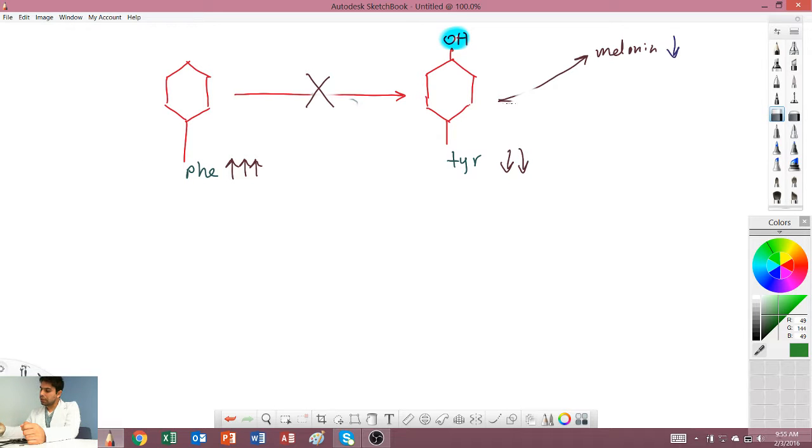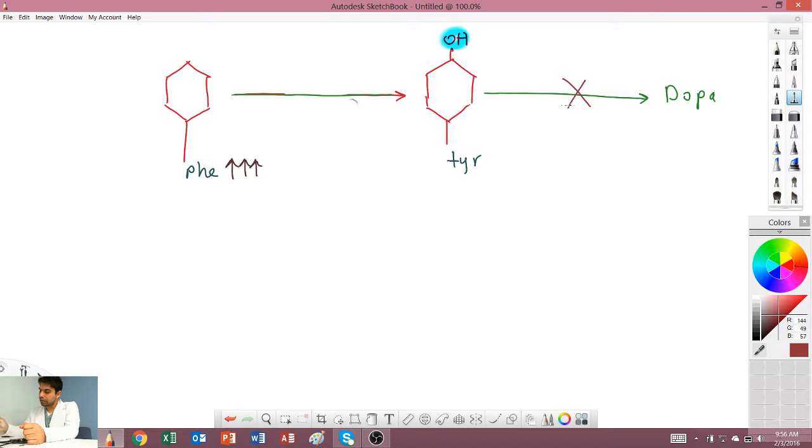Now there's another enzyme right after tyrosine. Let's say this one is normal. What's the enzyme after tyrosine? Tyrosine hydroxylase. What if you have a deficiency of tyrosine hydroxylase? You can't make Dopa. Would that back up tyrosine? Yes. Let's say this enzyme is deficient. Now you'll have a backup of tyrosine and phenylalanine.